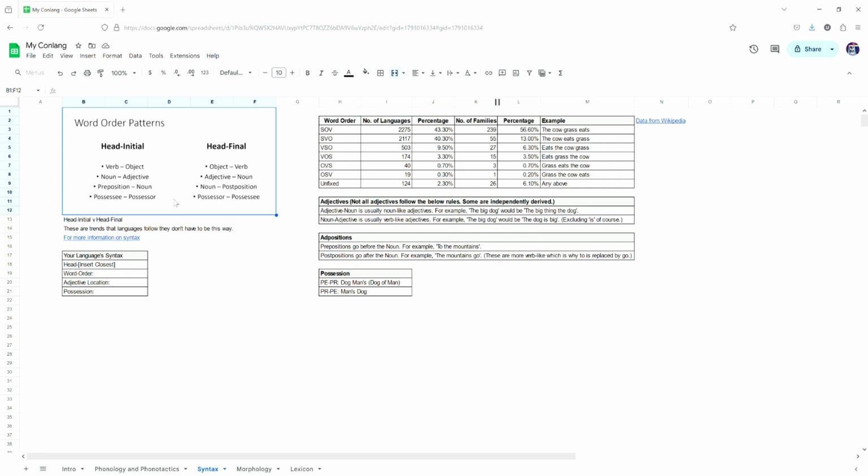Head initial and head final are patterns that most languages follow. Your language doesn't have to be solely restricted to that pattern.